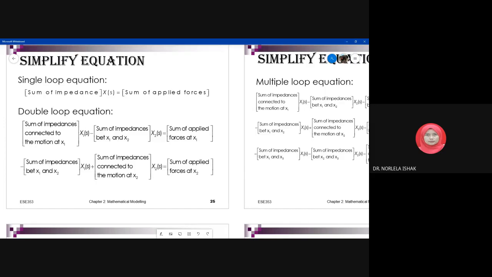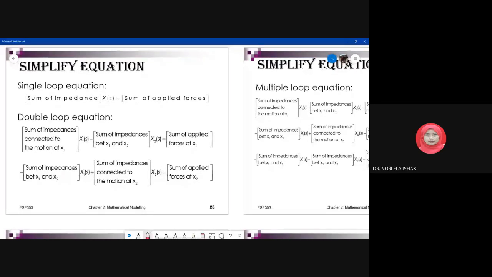If it is a double loop, we simplify based on mesh analysis. It is very simple for the single loop, but for the second loop equation, we do a mesh analysis. The sum of impedance connected to the motion at x1, minus the sum of impedance between x1 and x2, equals the sum of applied force at x1.